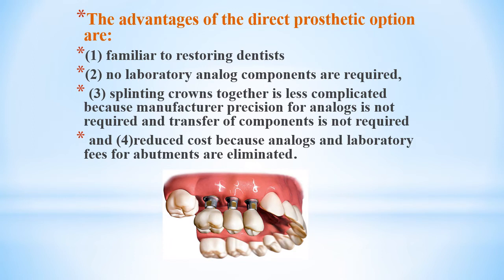So this method is by preparing the abutment in the patient's mouth and taking the impression, and then preparation of the prosthesis outside in the laboratory, and then returning and applying it in the patient's mouth, like the application of a conventional crown.